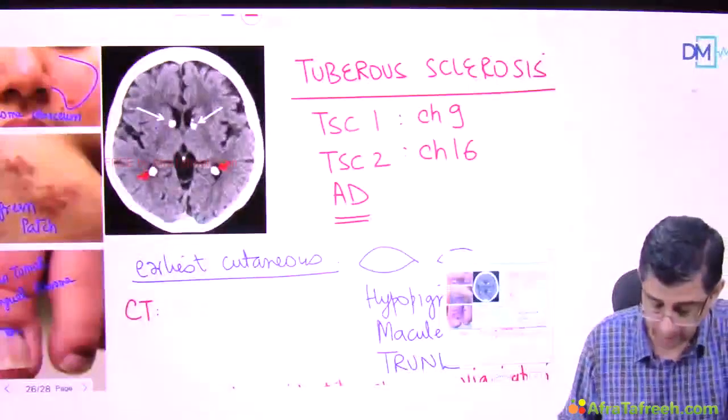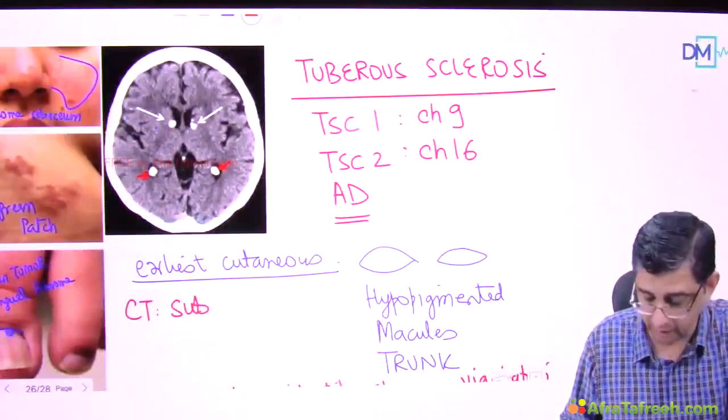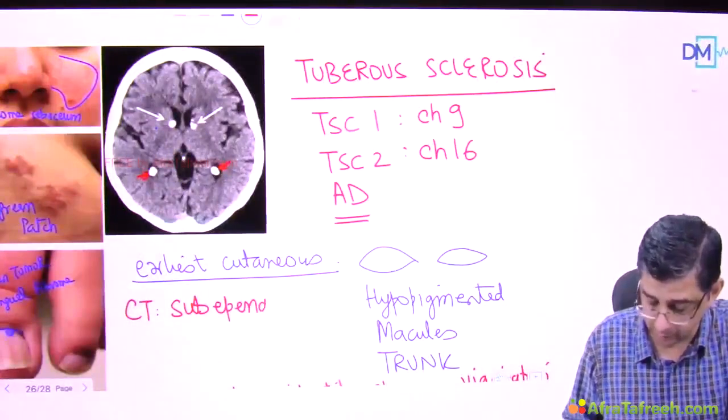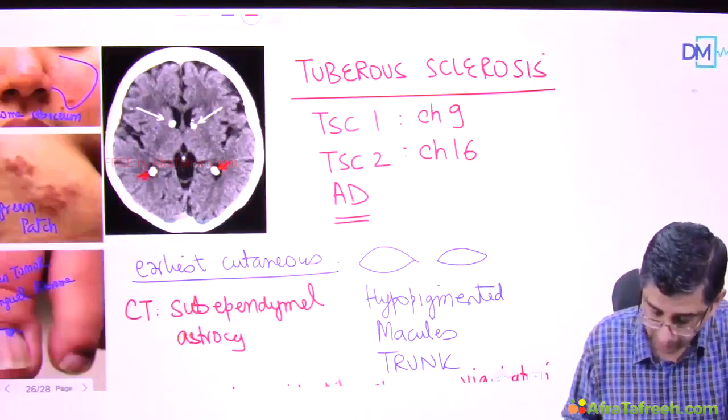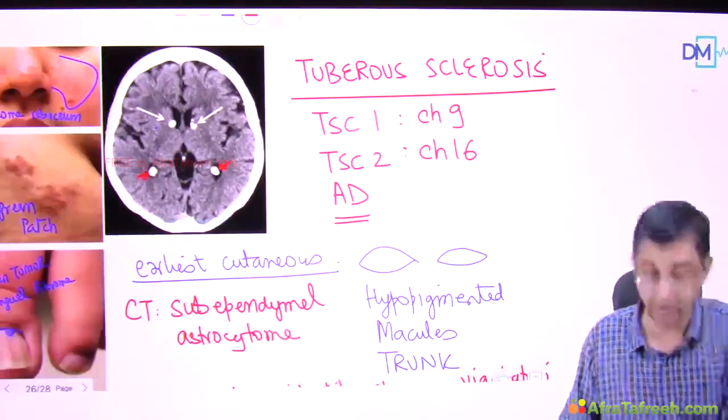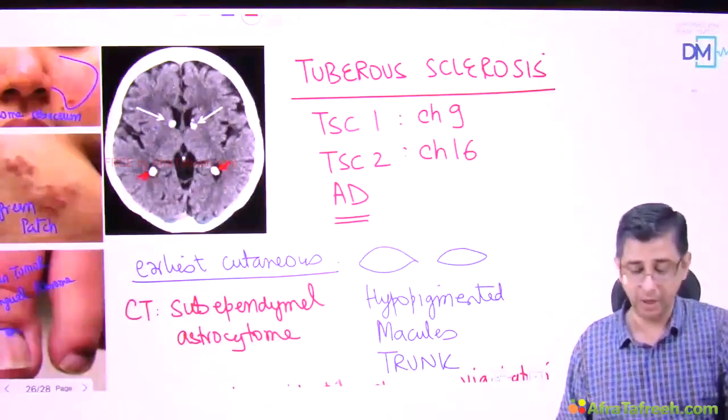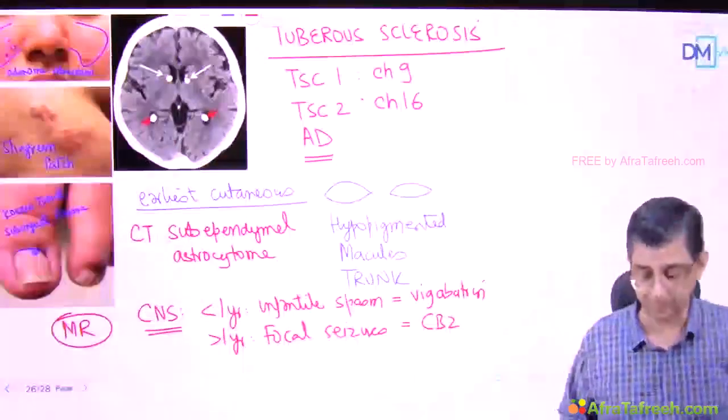These periventricular lesions that are present here are called SEA, that is subependymal astrocytoma. This is a malformation in the brain which is responsible for epilepsy in this patient right from a very young age. The CNS malformation is subependymal astrocytoma.